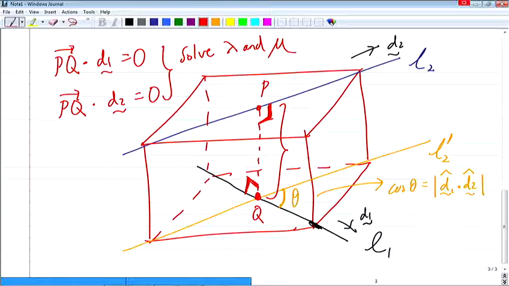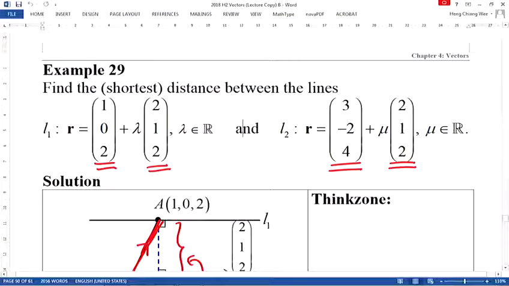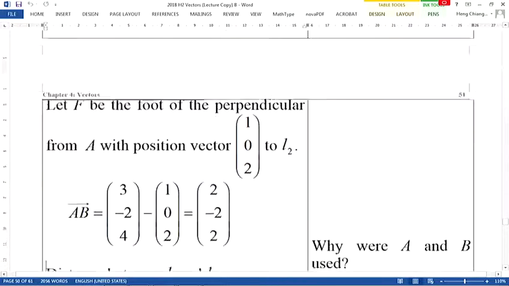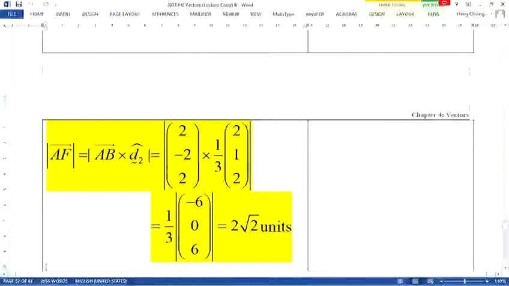Okay, so we ended off in the last lecture about finding the distance between these 2 lines. In this case, the 2 lines are parallel. If the 2 lines are not parallel, meaning they are skew lines, I have to guide you. So all you need to do is to treat it as a point to a line. So the formula is just AB cross D cap, simply said. And that's how you get the formula.